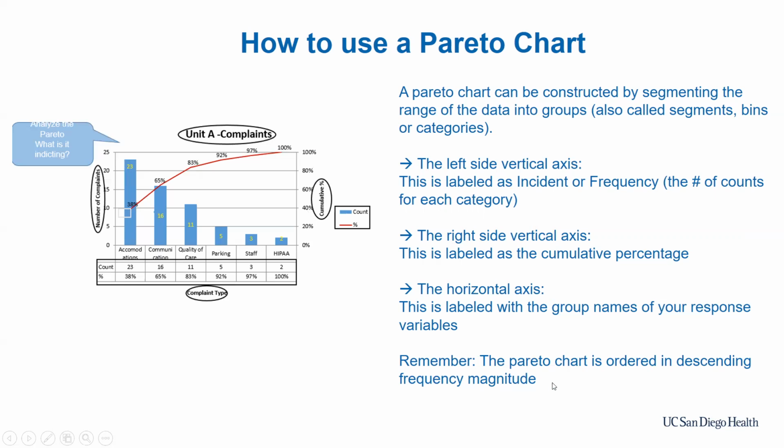A good thing to remember when making a Pareto chart is that it's going to be the opposite of a bar chart in that it's going to be ordered in descending frequency magnitude. So the biggest sum that you have will be on the left side. However, in bar charts, we see the reverse. So unlike a bar chart, it's going to go from the biggest number to the lowest number.